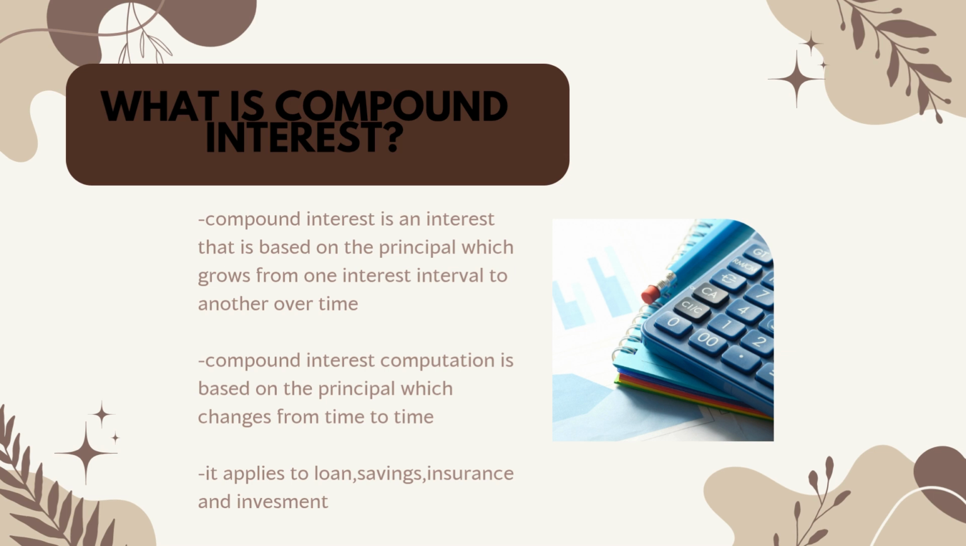What is compound interest? Compound interest is interest calculated on both the initial principal and the accumulated interest over time. This causes the amount to grow faster compared to simple interest. Compound interest is commonly applied in savings accounts, loans, insurance policies, and investment products.